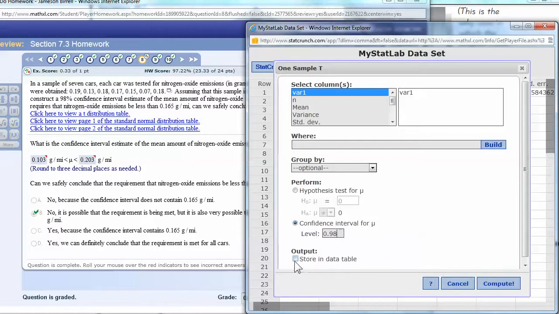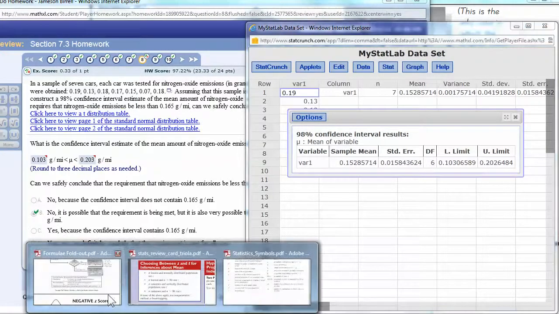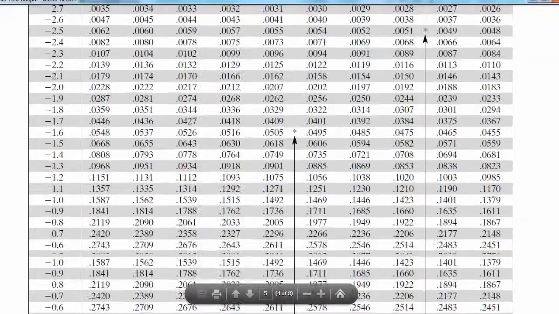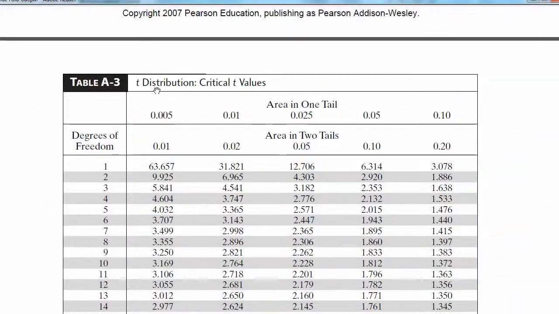Okay, this time I'm not going to store it in the table. Let's just go ahead and compute it. So those are my limits, and the degrees of freedom was 6. I'll show you as a reminder how to get your critical value from your t-distribution, because that's really easy. If you have your table out, just scroll down a little bit further past the z-scores, those are the normals, to the student t-distribution. Your degrees of freedom is going to be 1 less than your sample size.